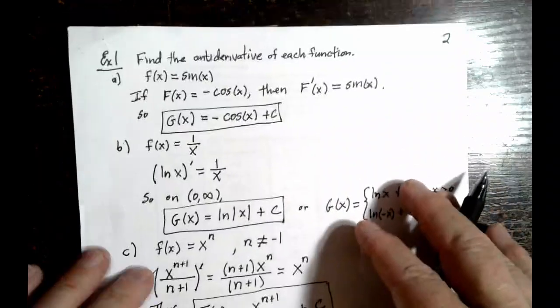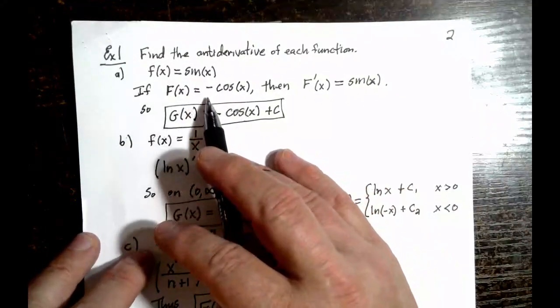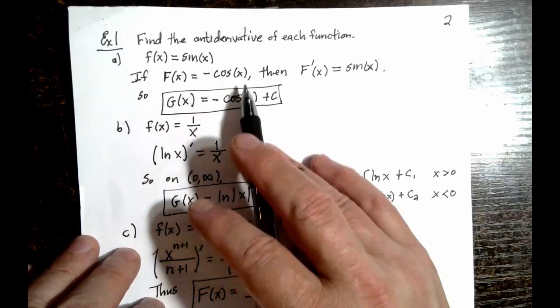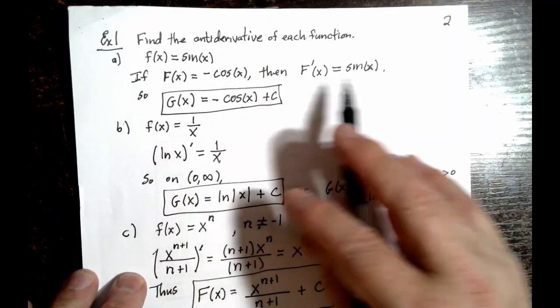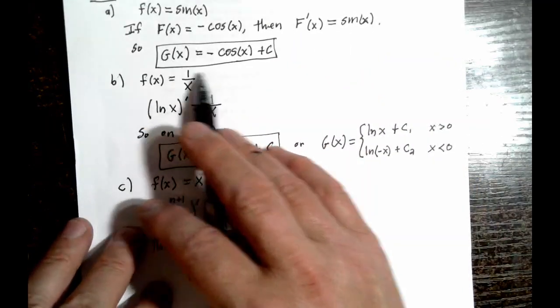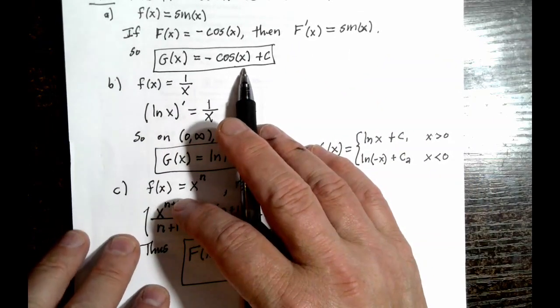So how do we find the antiderivative of sine x? Well, you think of what function, when you take its derivative, gives you sine x. Well, it's minus cosine. So F prime equals sine x, and so you can think of the general function as minus cosine x plus C.